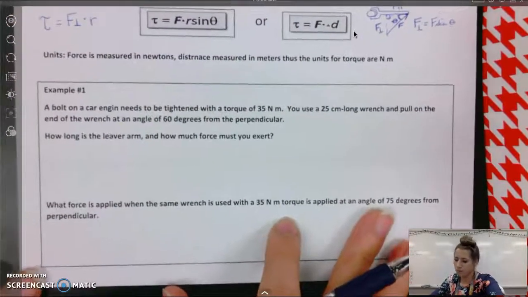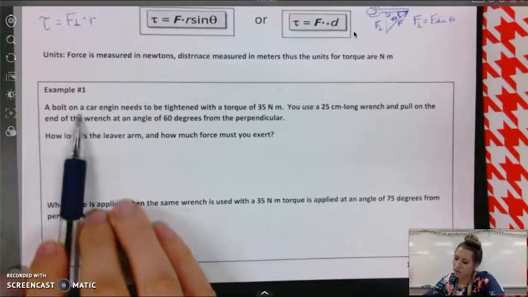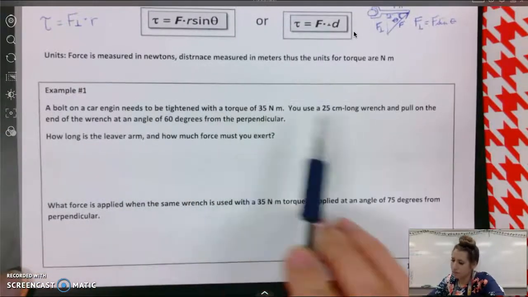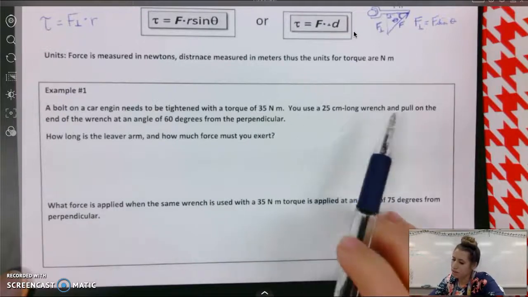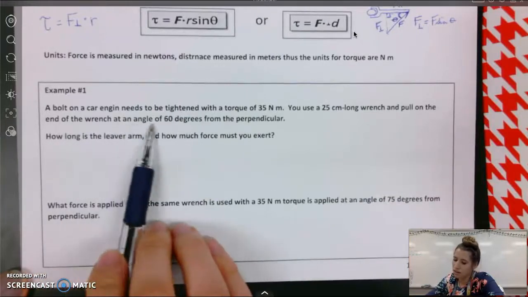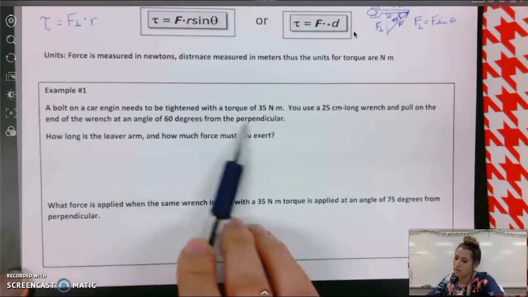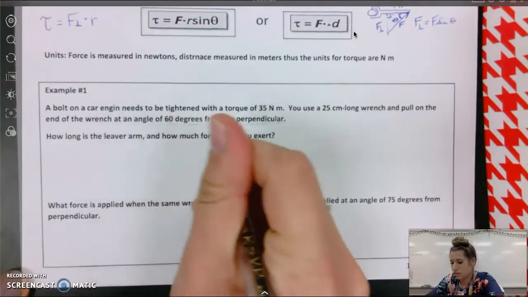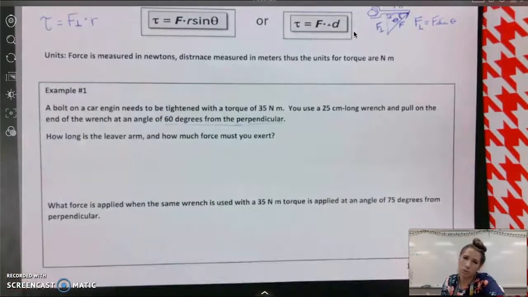Example problem number 1. A bolt on a car engine needs to be tightened with a torque of 35 Newton meters. You use a 25 centimeter long wrench and pull on the end of the wrench at an angle of 60 degrees from the perpendicular. Okay. It's really important to recognize which theta we're talking about there. How long is the lever arm, and how much force must you exert?